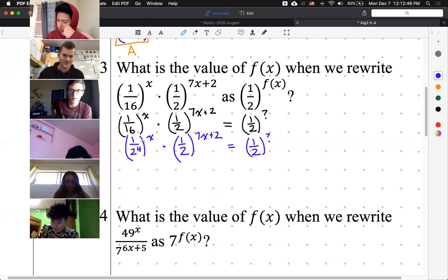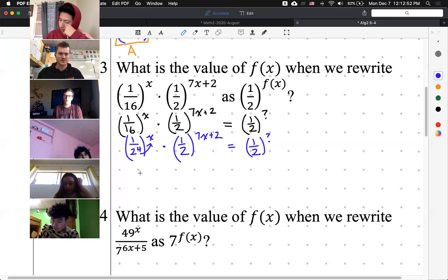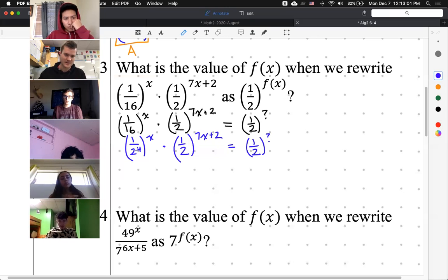So now we have almost the same base. I actually have to pull out this 4. How do I do that? How do I pull this 4 out to this exponent? Is it going to be x plus 4? Is it going to be 4x, x over 4, 4 over x? Somehow get that 4 not on the inside, on the outside. I just want 1/2 on the inside. What do I do? Jade?